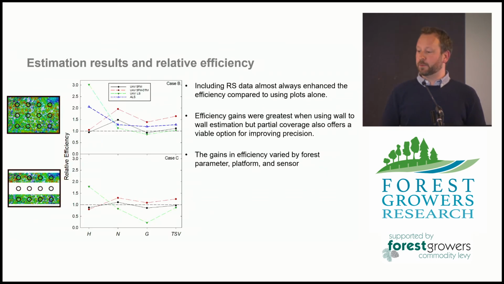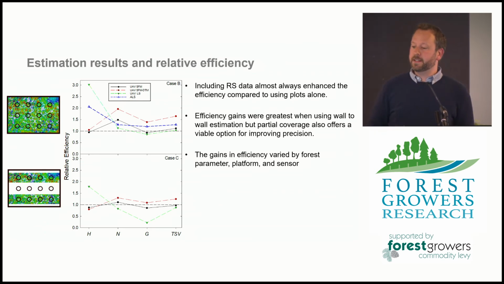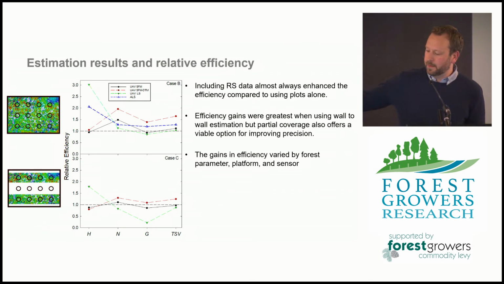So some of the results that we came up with are shown in this slide here. My graph shows, for model-based wall-to-wall at the top, and for partial coverage at the bottom, the relative efficiency on the y-axis. And this is for 4 different stand parameters: height, N, which is number of trees per hectare or stocking, basal area, and total standing volume.